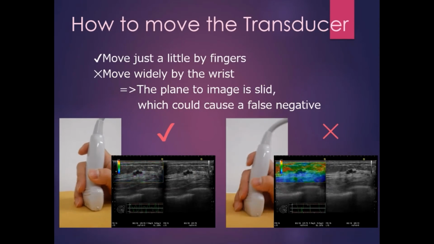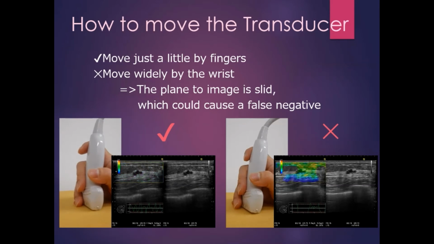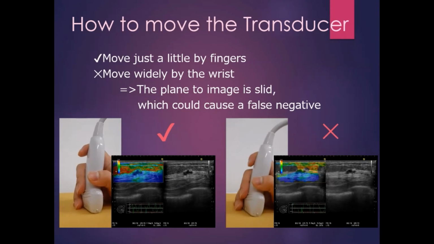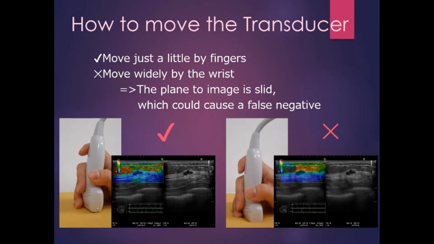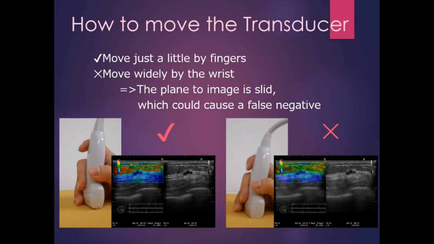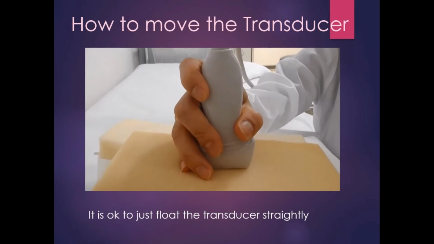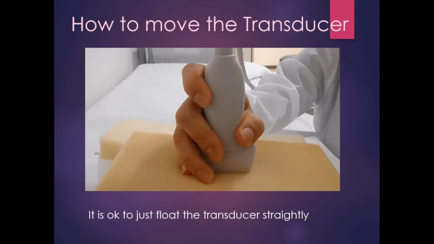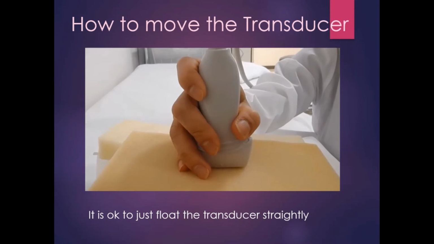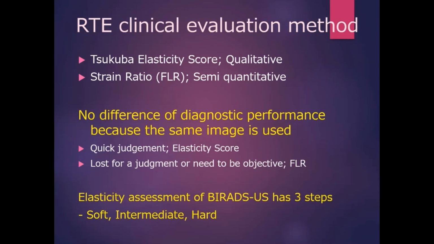To take elastography images, hold the lower part of the transducer and move approximately 1 mm up and down with your fingers. It is important to keep the plane to image. Don't move the transducer widely by the wrist. If it is difficult to move a transducer up and down, clear elastography images can be taken by just floating the transducer straight. Two methods are available for clinical evaluation of RTE.